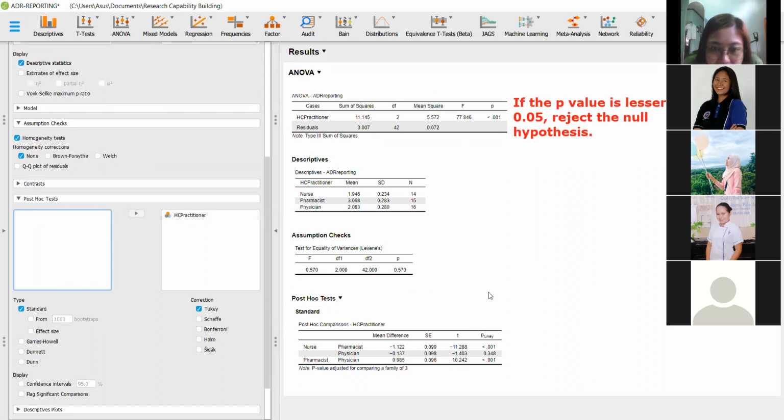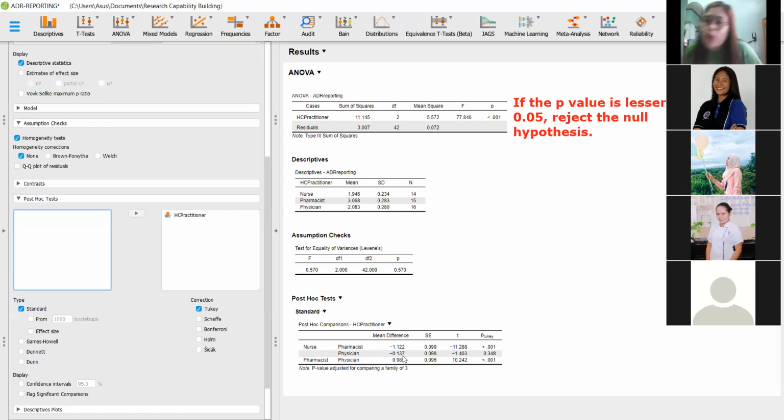Ayan. So paano na nato siya i-interpret? So kani mean difference sa bawat grupo sa ilahang mean. For example, nurse and pharmacist. Naa silay difference na negative 1.122. Meaning mas dako ang level ni pharmacist kay negative man. Nurse minus pharmacist. So kay negative man, mas dako ang mean sa level of attitude sa mga pharmacist. And the nurse and physician, mas dako gihapon ang physician kasi negative ang result. Tapos diri sa baba, pharmacist versus physician, mas dako ang pharmacist kay positive ang result, 0.985.